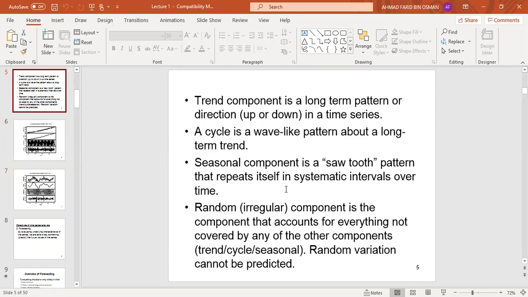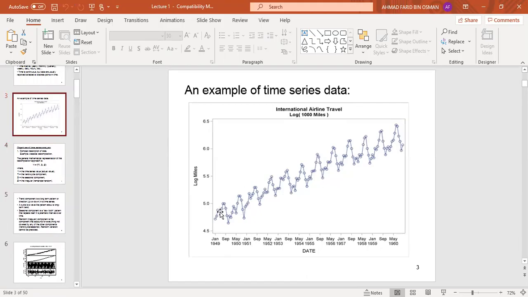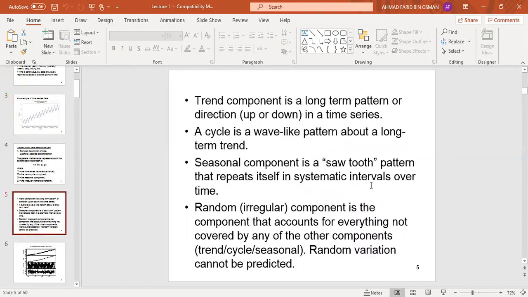The seasonal component is a sawtooth pattern that repeats itself in systematic intervals over time. Just like the example that we considered before, you can see that in certain months the values decrease, and in certain months the values increase relative to other months. So that's what we call seasonal. It happens in the same month. If you have monthly data, or quarterly data, the lowest value or the highest value also happens in the same quarter every year.